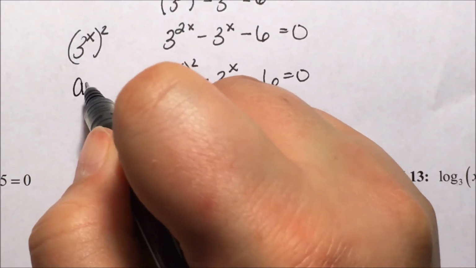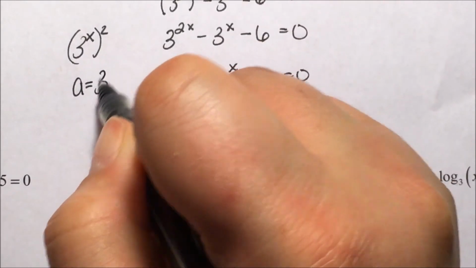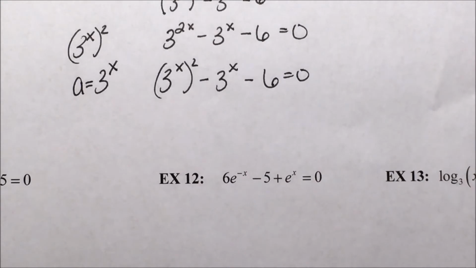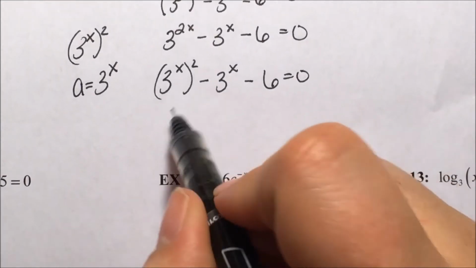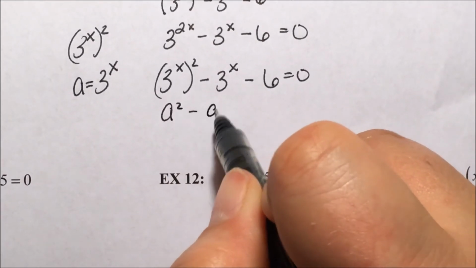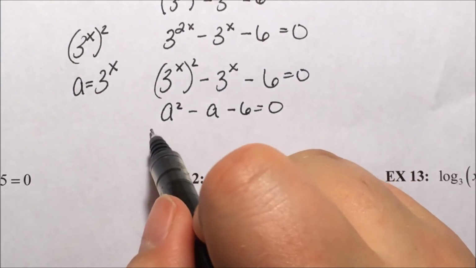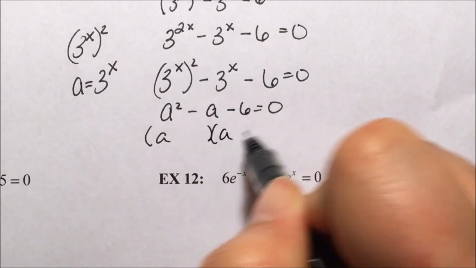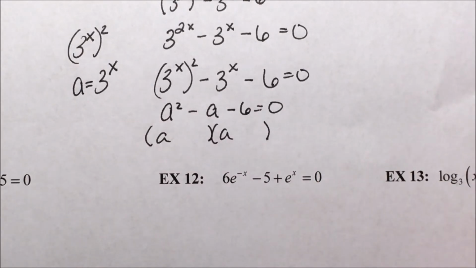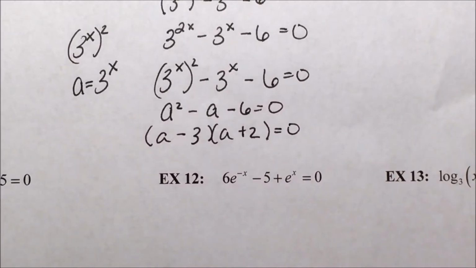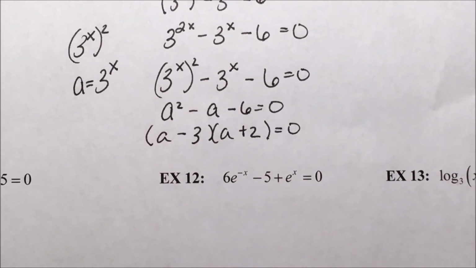In this case I'm going to use a, just because we don't have any a's here. A is going to be that 3 to the x that repeated itself. That's the x in the quadratics. So this will be a squared minus a minus 6. It's factorable. Yep. All right, so now we've got two separate equations that we can solve.